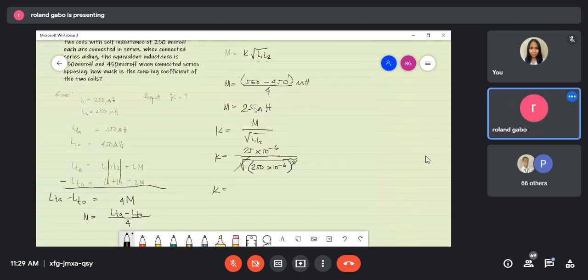point one. So 0.1. So our coefficient of coupling is 0.1 units. So 0.1 units.